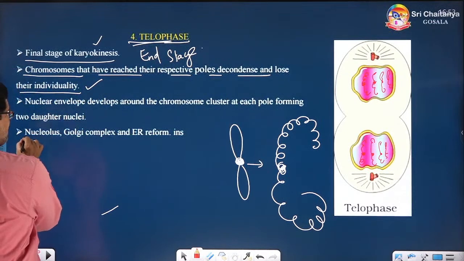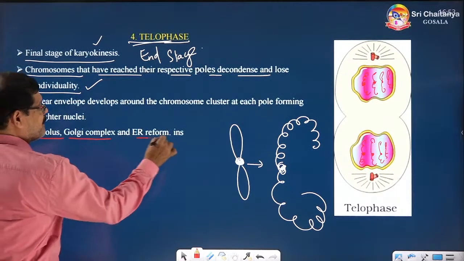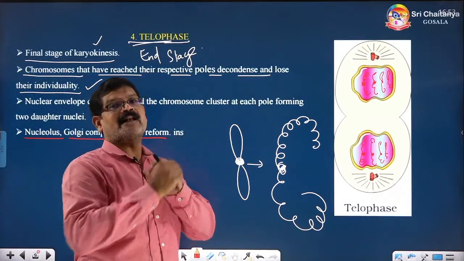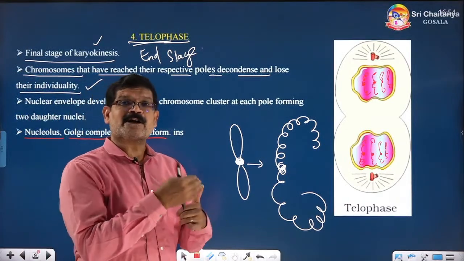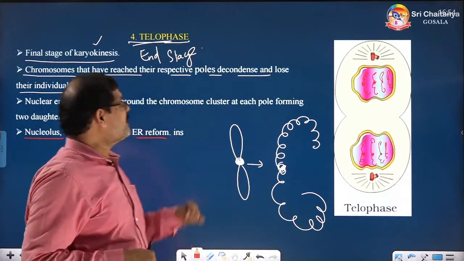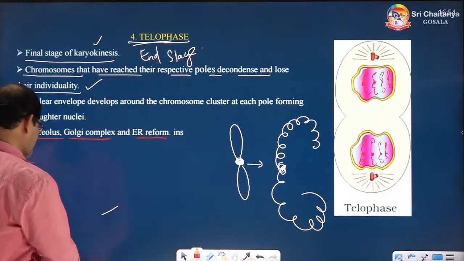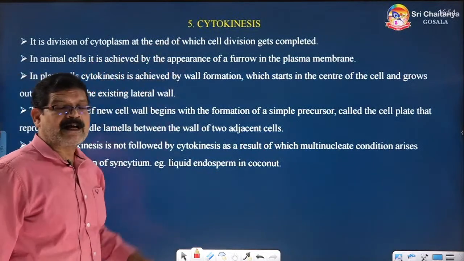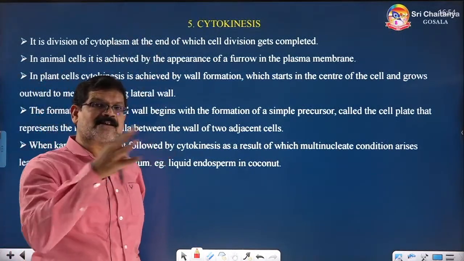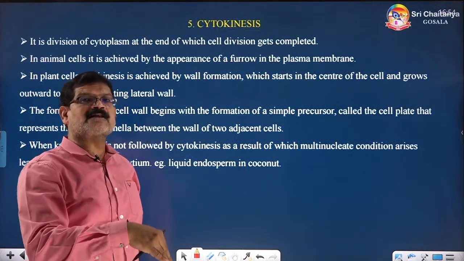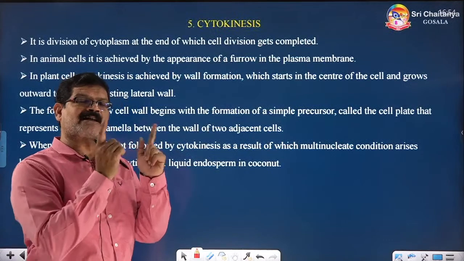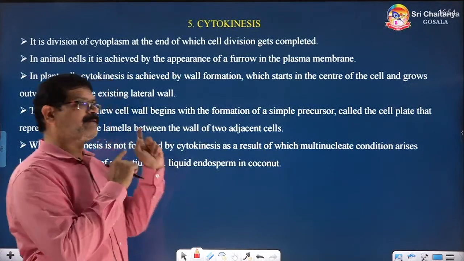Now what is the last point? Nucleolus, Golgi complex, endoplasmic reticulum reform inside this cell, inside the cytoplasm. That is called telophase. After the telophase, the next phase is called cytokinesis. Karyokinesis is done, and next it is followed by cytokinesis. Cytokinesis occurs in plant cells and animal cells. How it happens in plant cells and in animal cells, that we are going to watch.